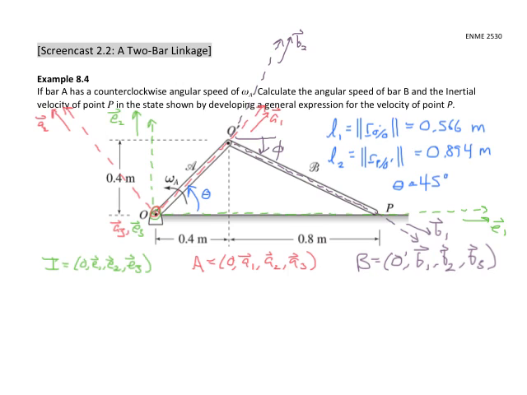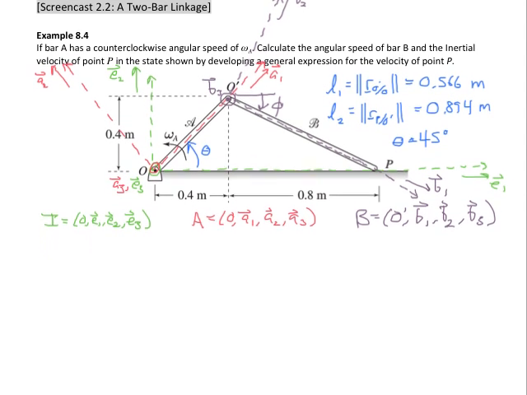Our last reference frame, which is attached to bar B, is made up of the basis vectors B1, B2, and B3, where B1 is defined as along O prime P when the angle phi, which we've introduced, is 0, and then B3 is the same as A3 and E3, and then B2 is the cross product of B3 crossed with B1.